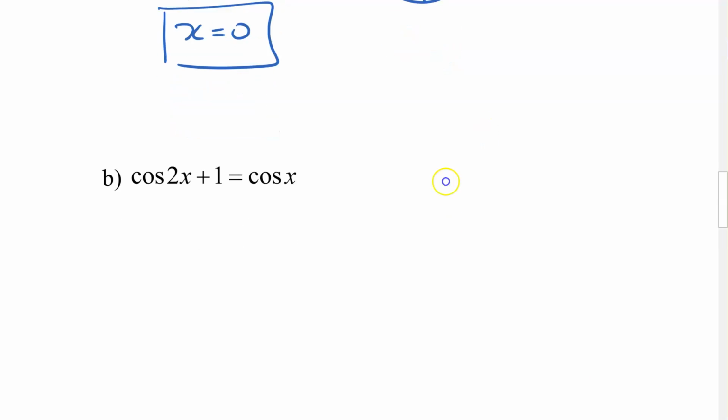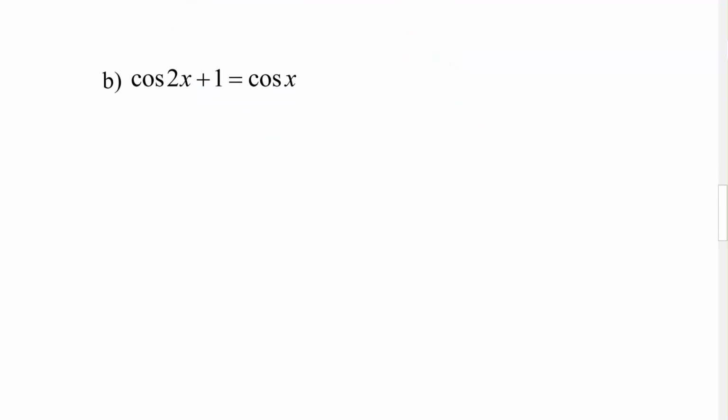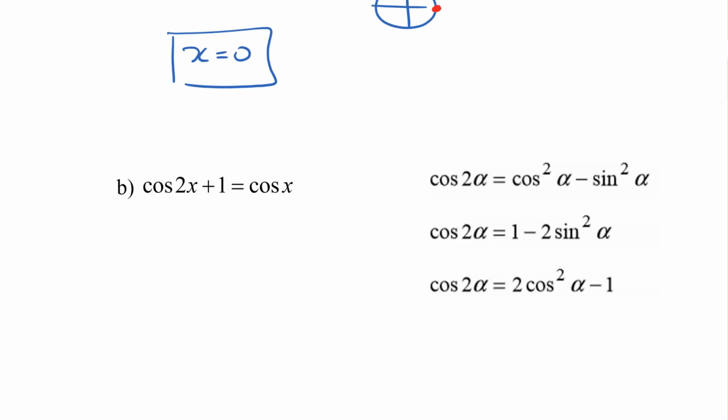Okay, looking at part B. Here I've got a double identity and I've got cos of x as well. So I just went and cut and pasted from the formula sheet the 3 versions of the double identity for cos there. And so we have a choice to make about which one would be easiest for us. And I think that the easiest one is this third one. Just thinking ahead, because on the right hand side I've got a term that only uses cos.